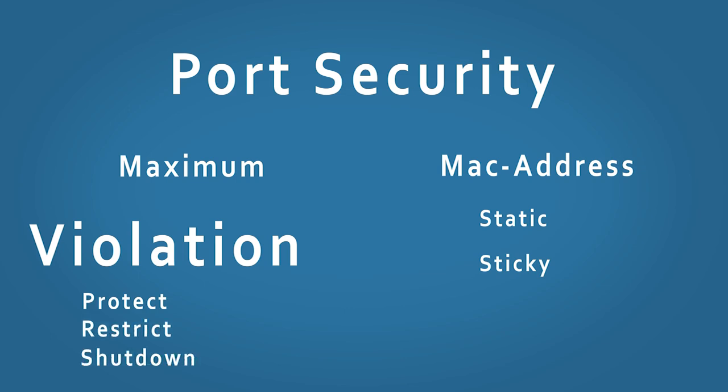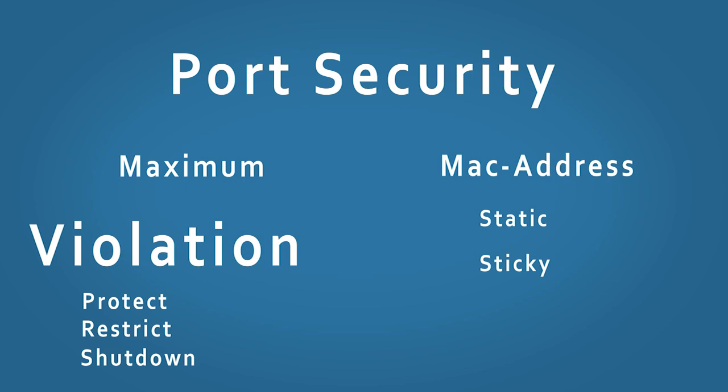Protect will drop all data flow until the correct MAC address is connected, but you will get no notification that any violation has occurred. Restrict is the same as protect, but you will get a message, and also counters will increase every time a violation occurs. And shutdown will disable the interface altogether.